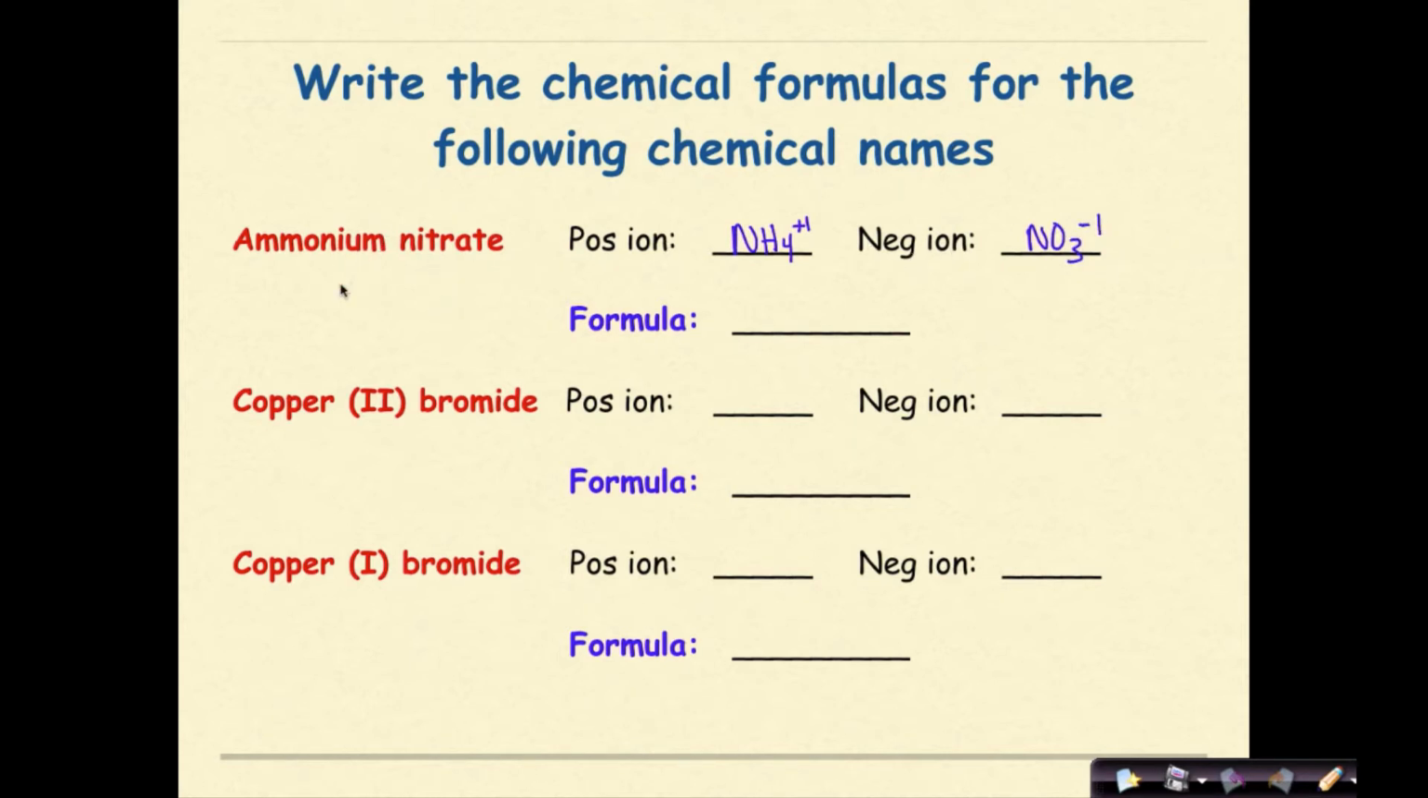These are polyatomics that you should have memorized over the summer. So NH4 +1, NO3 -1, the ones will cancel out. This is going to be NH4NO3.